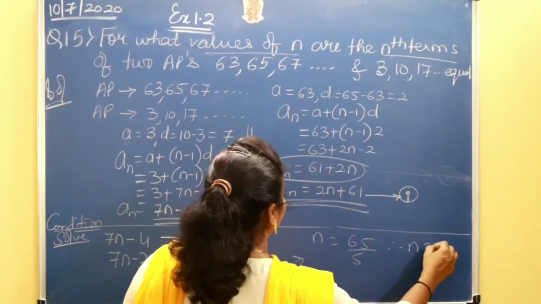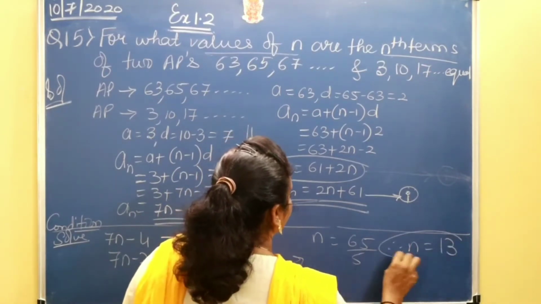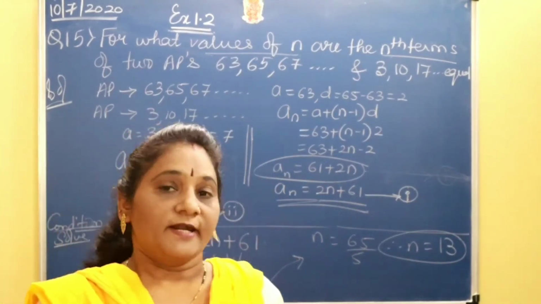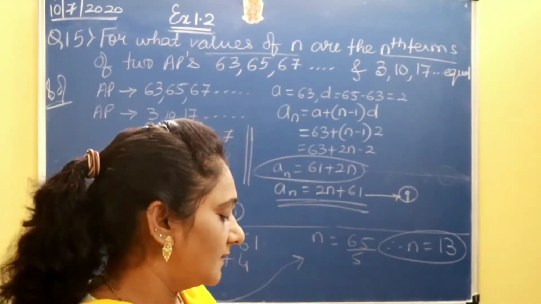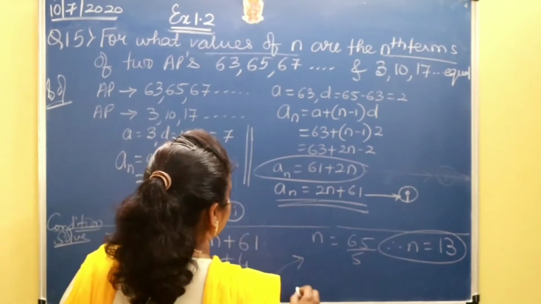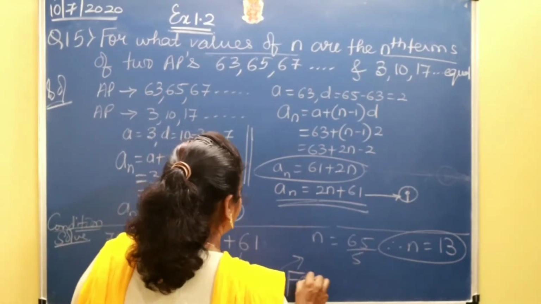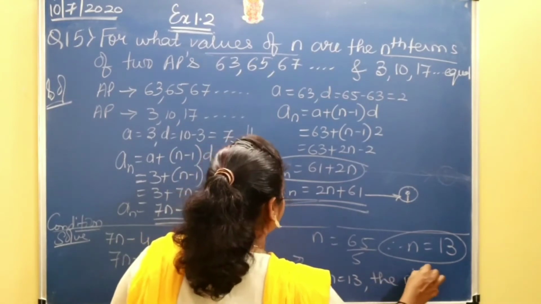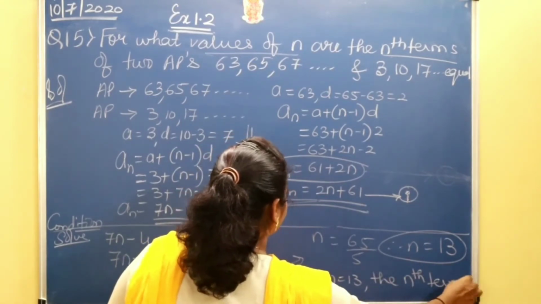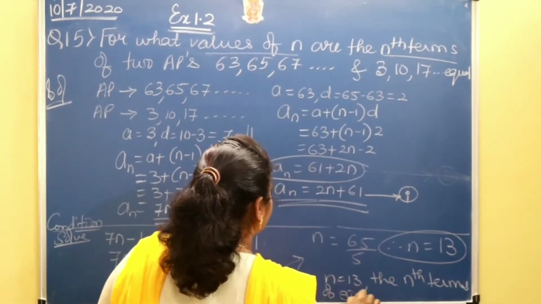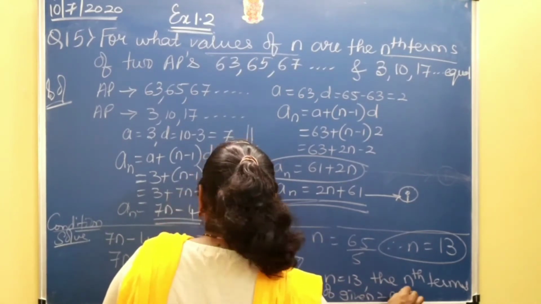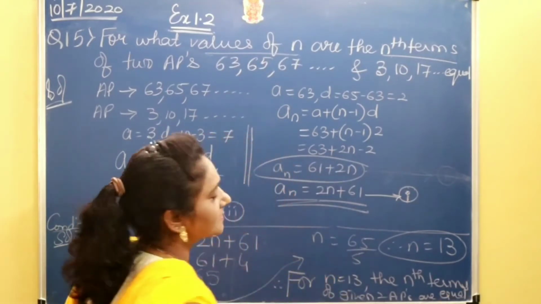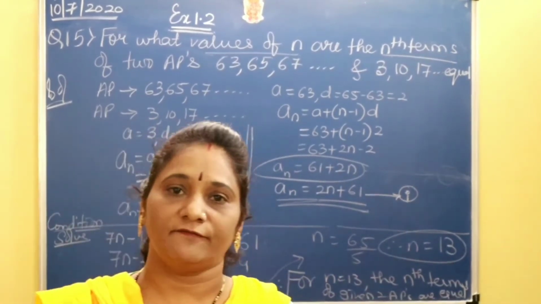Therefore n equal to 13. So for n equal to 13, the nth terms of the two given APs are equal. This last sentence you have to write for each and every sum.